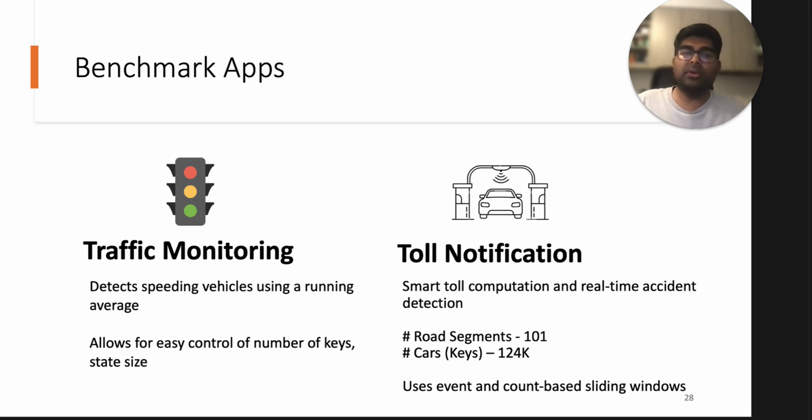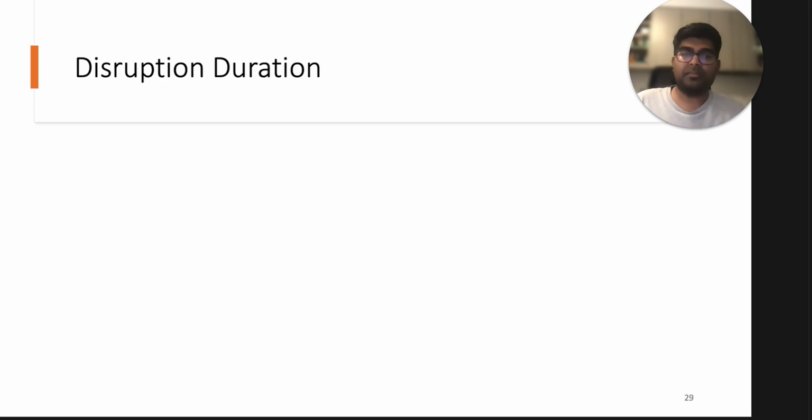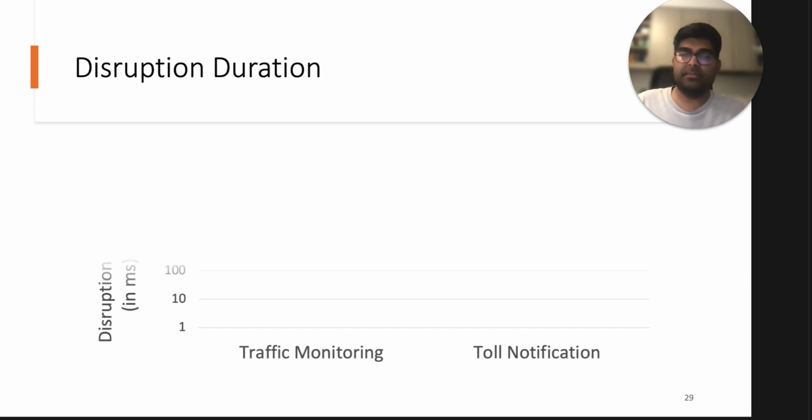We considered two real-time applications for performance evaluation. We used the traffic monitoring application, which was used as a running example throughout the presentation, and a toll notification application from Linear Road Benchmark, which has a much larger state size and has a higher number of keys. The first metric we use for comparison is disruption duration. This is a period when the application latency is much larger than the standard latency.